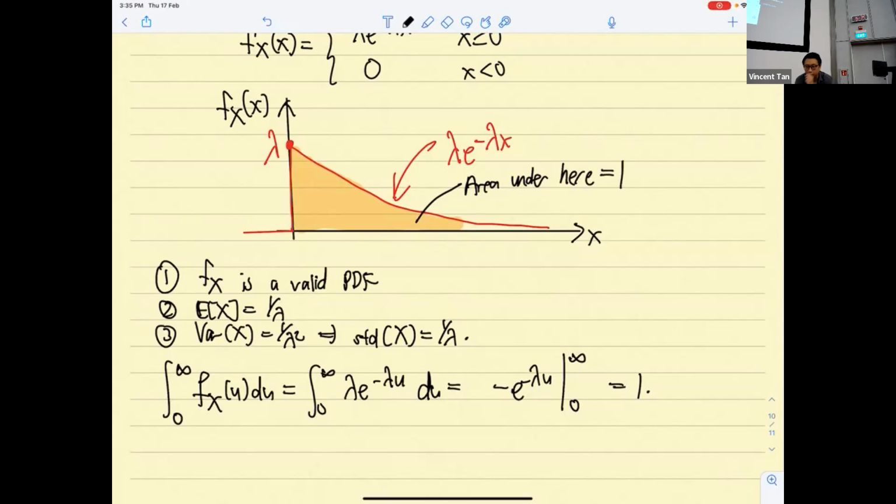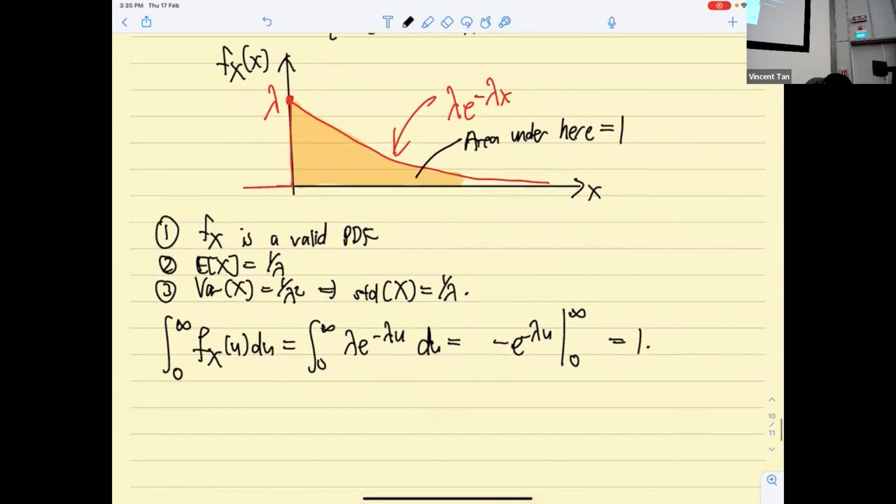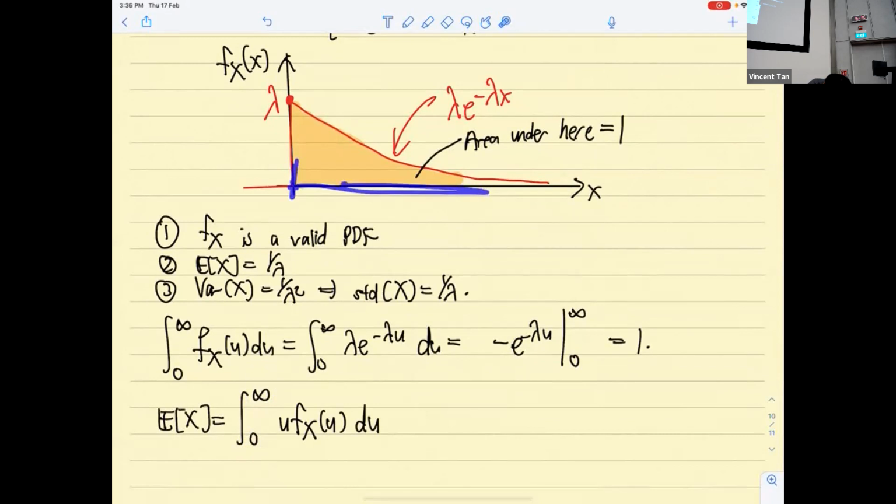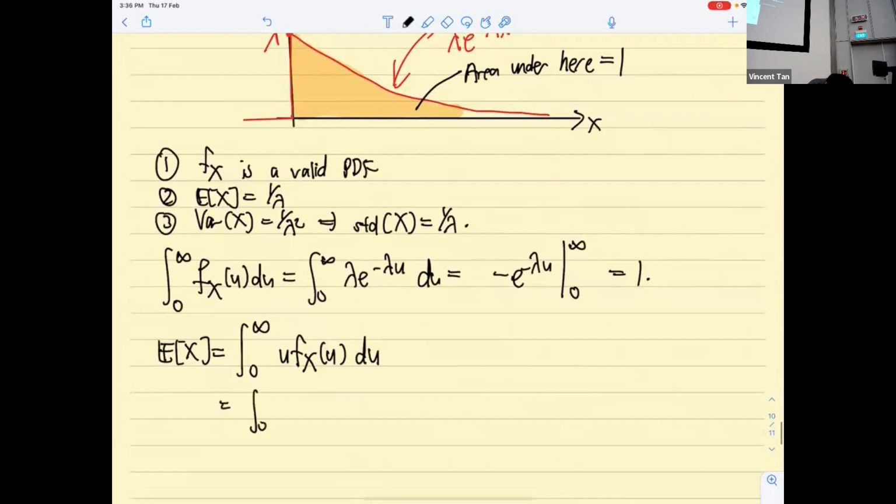Now we want to compute the expectation, which requires integration by parts. Let's compute the expectation. You integrate from 0 to infinity u f_X(u) du. The reason we integrate from 0 to infinity is because the support is only in this range. There's nothing happening elsewhere. So let's integrate from 0 to infinity u lambda e to the minus lambda u du.